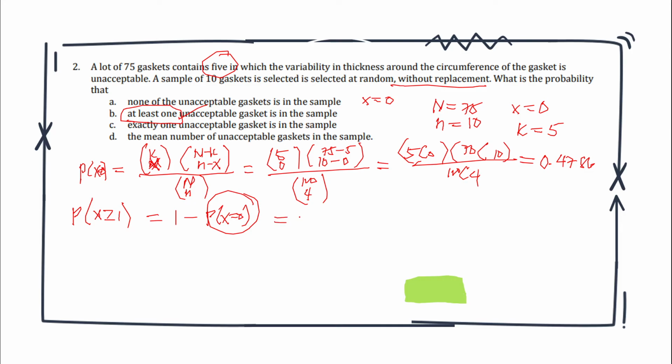So we have here 1 minus, what is the probability of x equal to 0? By the use of the answer for letter A, we have 1 minus 0.4786, or shall we say 0.5214. So this is the answer for letter B. Next is exactly 1 unacceptable gasket.